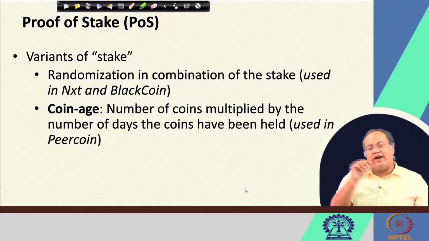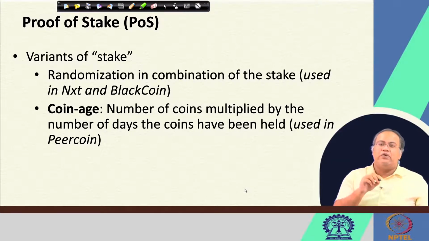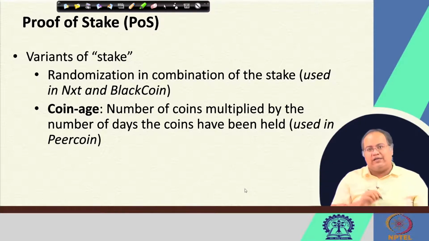So it is something like that. If you have 100 Bitcoins and you have had them for just 1 day, it is equivalent to having 1 Bitcoin held for 100 days. So that way this coinage makes the idea more decentralized compared to simply finding the ratio of the coins that you are holding.